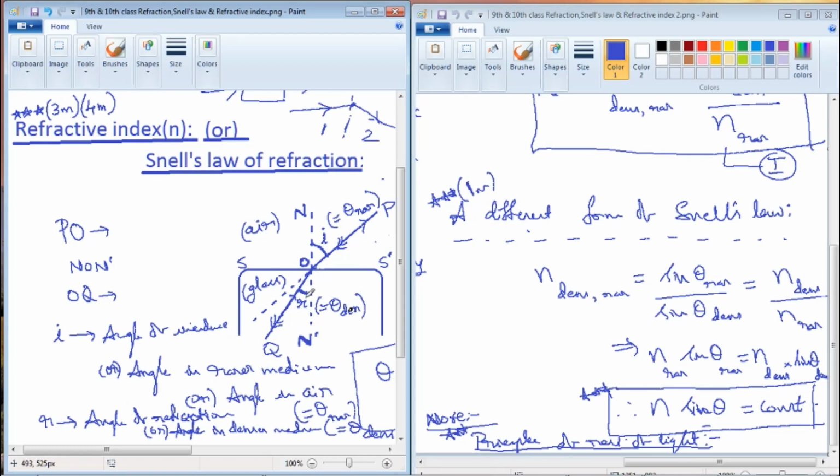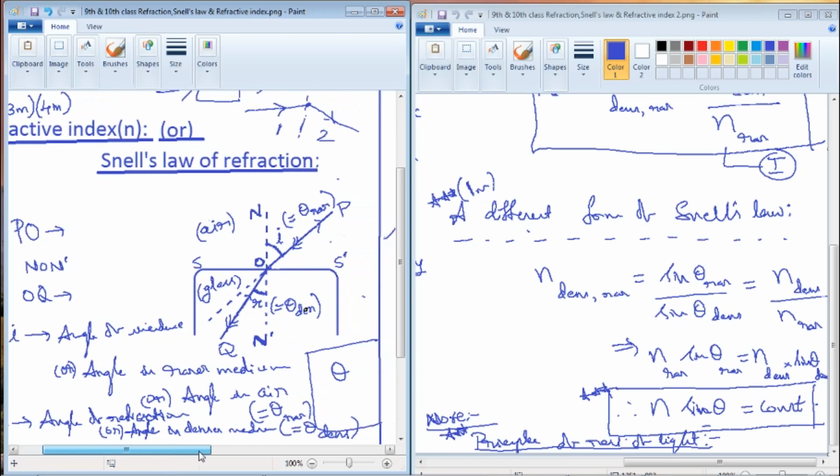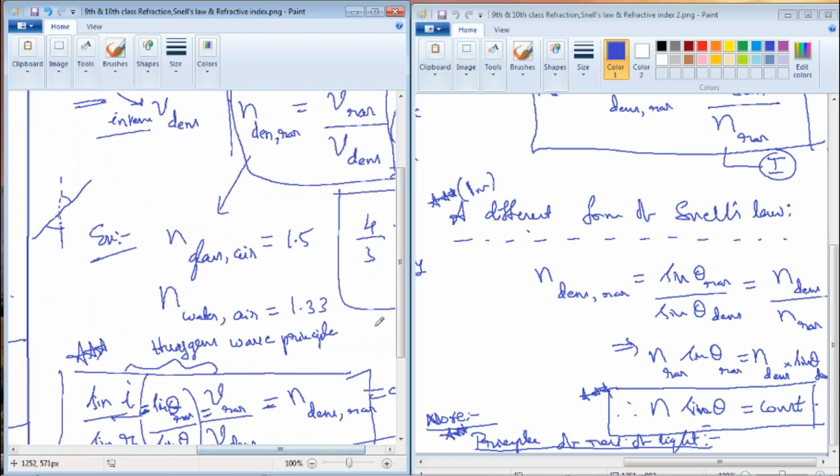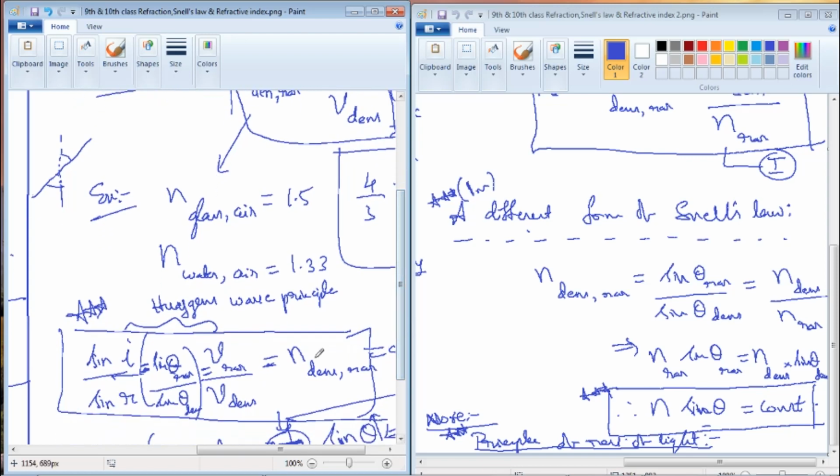What is the importance of this? Now apply this in the regular Snell's law equation, which we have already seen. The refractive index of denser with respect to rarer is the sine of the angle in the rarer medium divided by the sine of the angle in the denser medium. So in terms of I and R, it is sin I by sin R. So the refractive index of the denser medium with respect to the rarer medium, for glass with respect to air or vacuum, has a fixed value. Already we have seen it's 1.5.